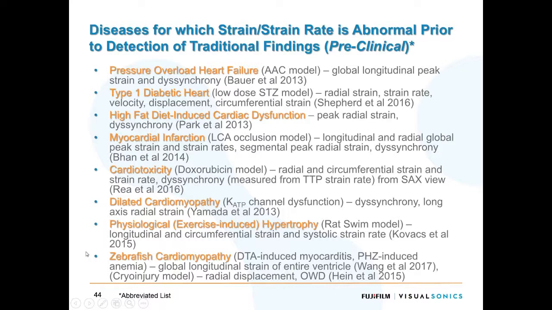So if you're doing something like these diseases, you can take a look here and see that, oh, okay, if I'm doing an MI, that radial strain might be different. Maybe look at radial strain. So use this as a resource for you about what might be changing in your model.